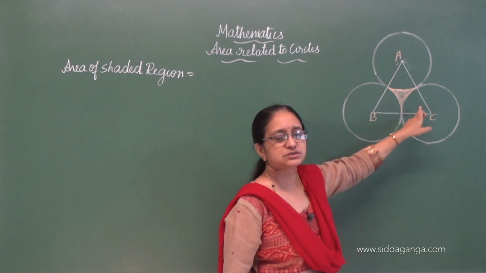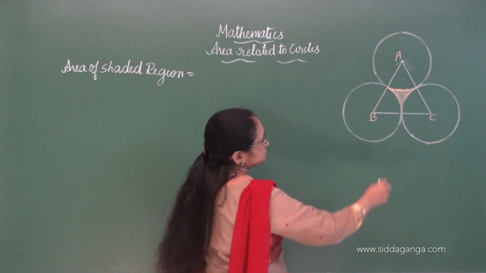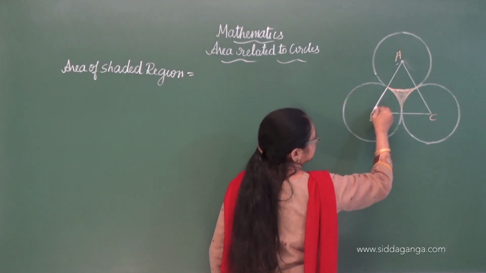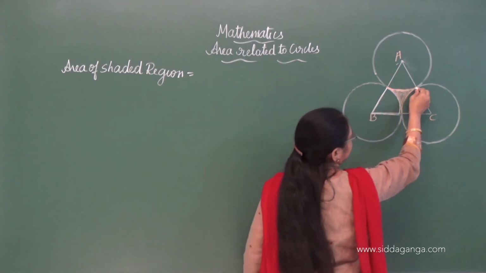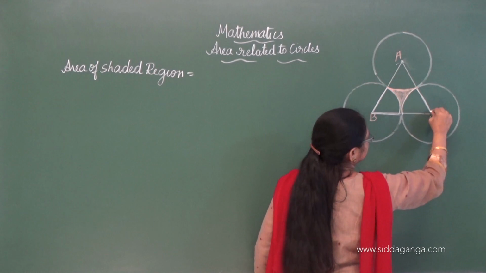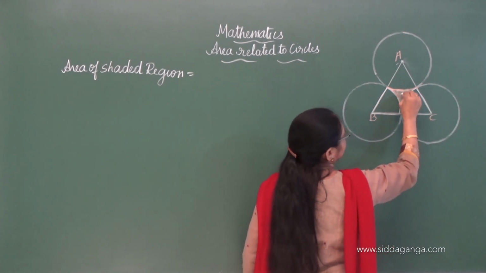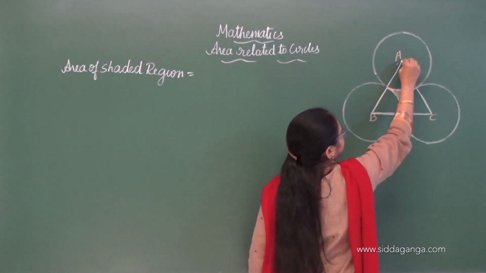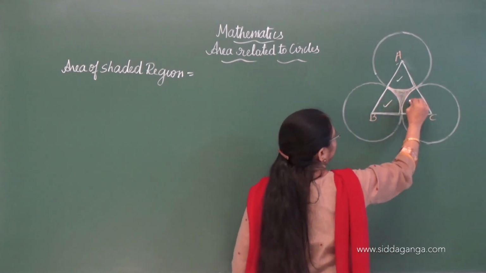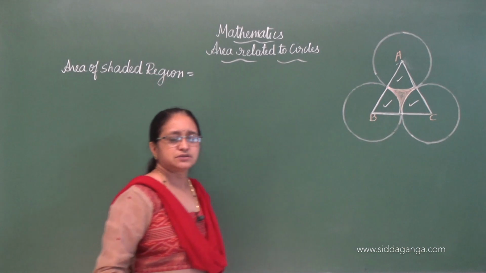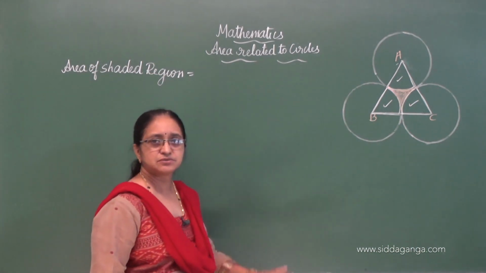I hope you understood this. Three sectors. See, because this is a sector. See here, three sectors. If I subtract this, then I can get the area of the shaded region from the equilateral triangle. If I subtract this part and this part. Okay, I hope you can imagine it.